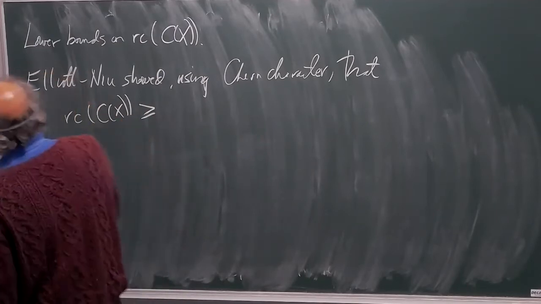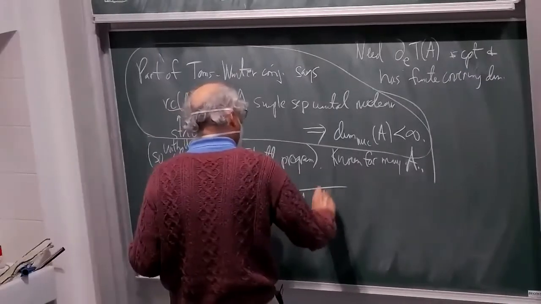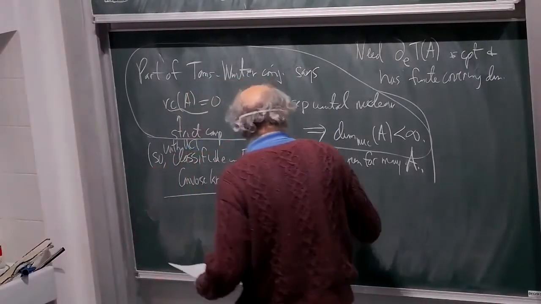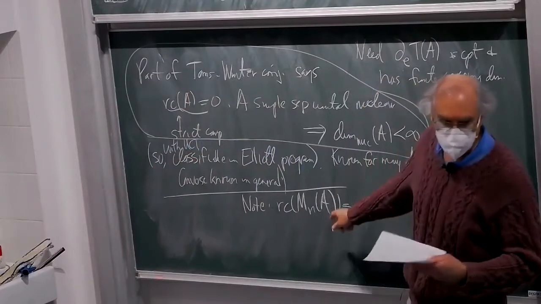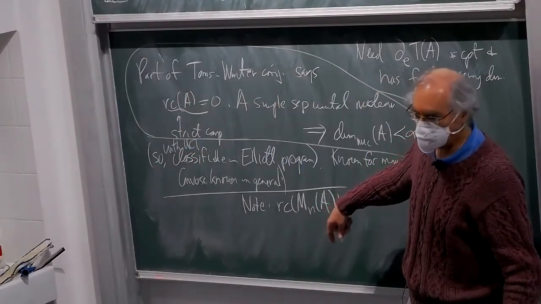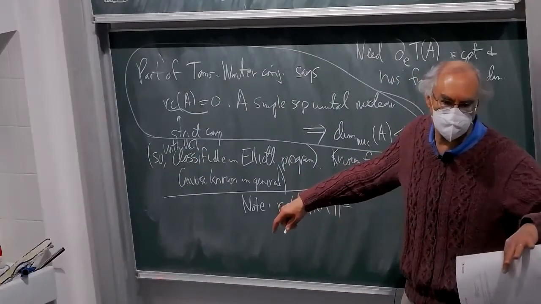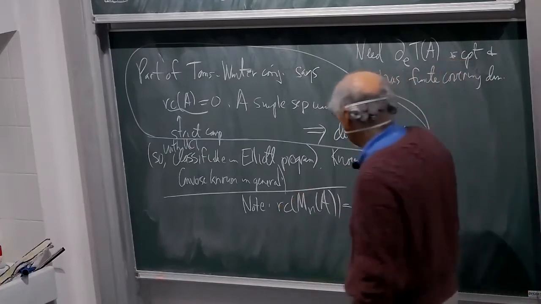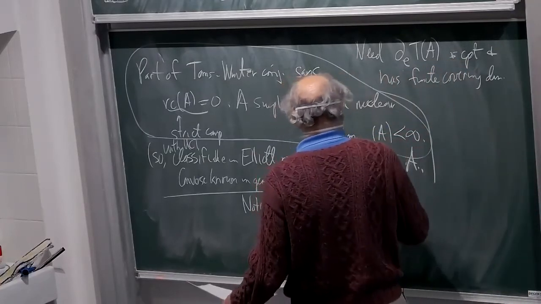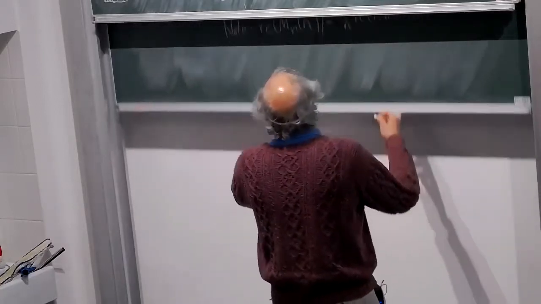Oh, sorry, the one other comment I forgot to make back here. So note RC of M_N of A, because the traces are taken to be normalized. So if you compute the rank with respect to the 2x2 matrices, it's half what you did with respect to just C of X. And so this gives you 1 over N RC of A. We'll put that up here so people can see.